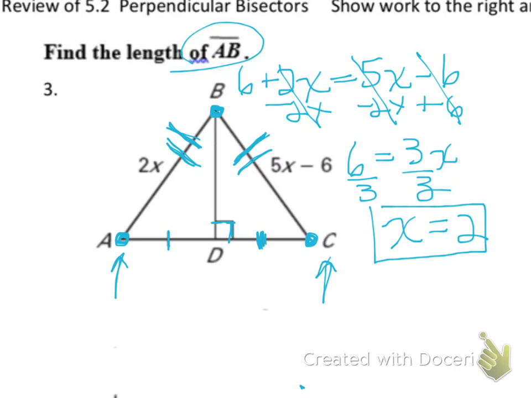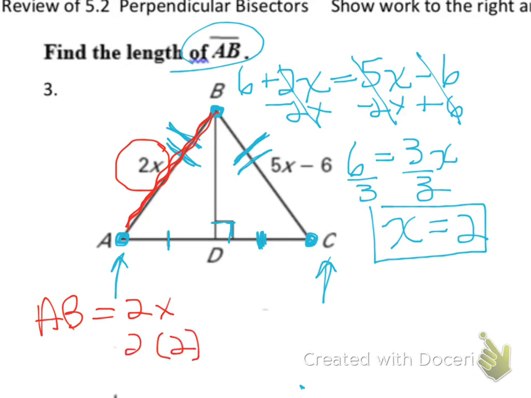So we need to go back over and say AB is this line right here, this part of a triangle right here, and it is equal to 2x. So AB equals 2x, but x equals 2, so replacing the x gives me AB's length of 4. Okay, this is an important question. This is very foundational. Make sure you understand what I just did, and then we'll go on to question 4.